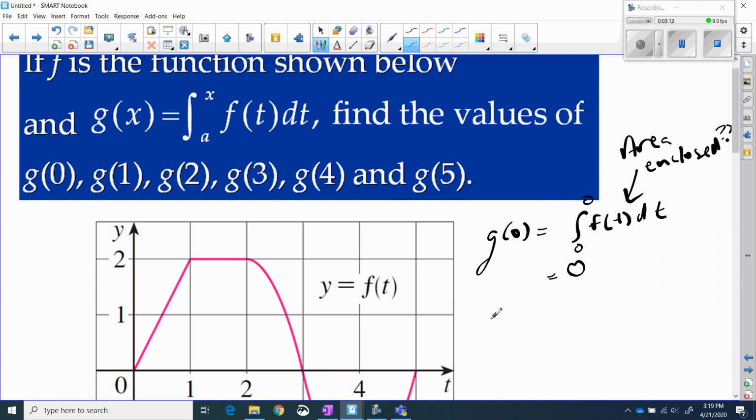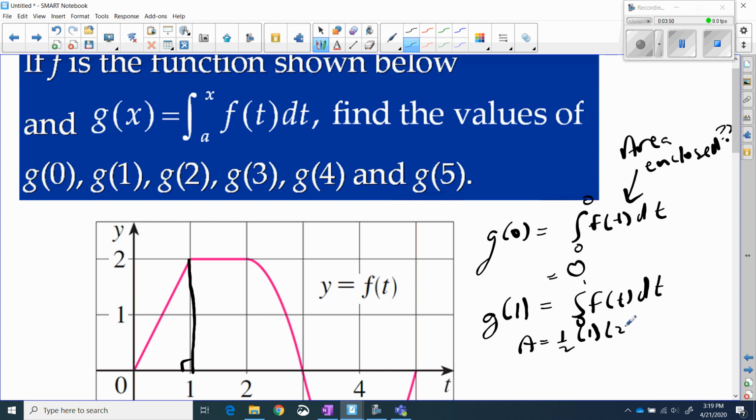That's a 0. g at 1 would be the integral, left edge is 0, up to, now I'm going to replace x with a 1. So it's going to be 0 to 1 of this function dt. So that's telling me go find the area below this curve between 0 and 1. Sure enough, 0 to 1. Well, the nice thing about that particular region is it is a nice easy triangle. I could get the area of that just by going 1/2 the base times the height. So the area below this curve would be 1/2 base times height. g at 1 would be equal to 1 then.